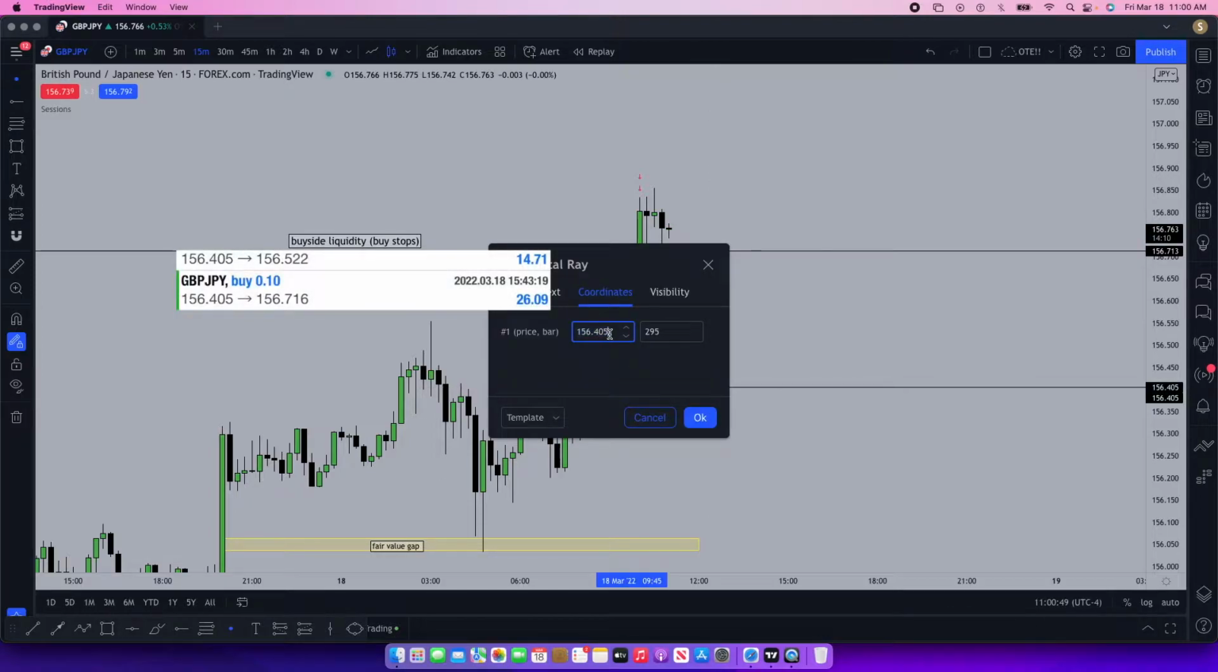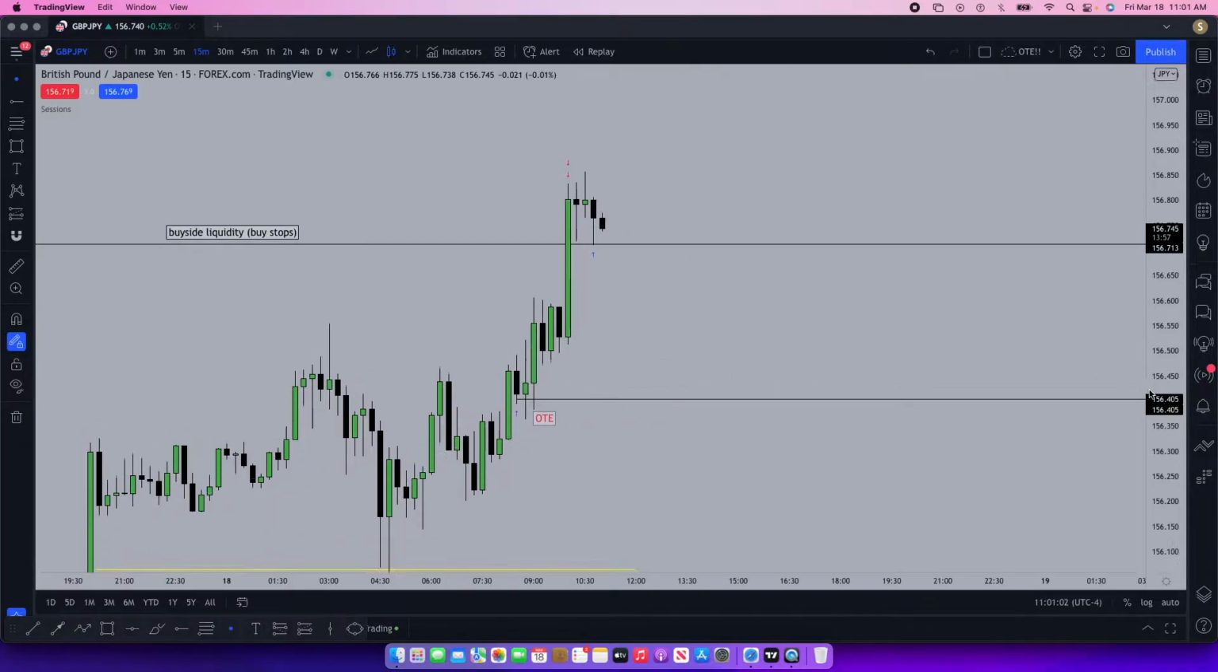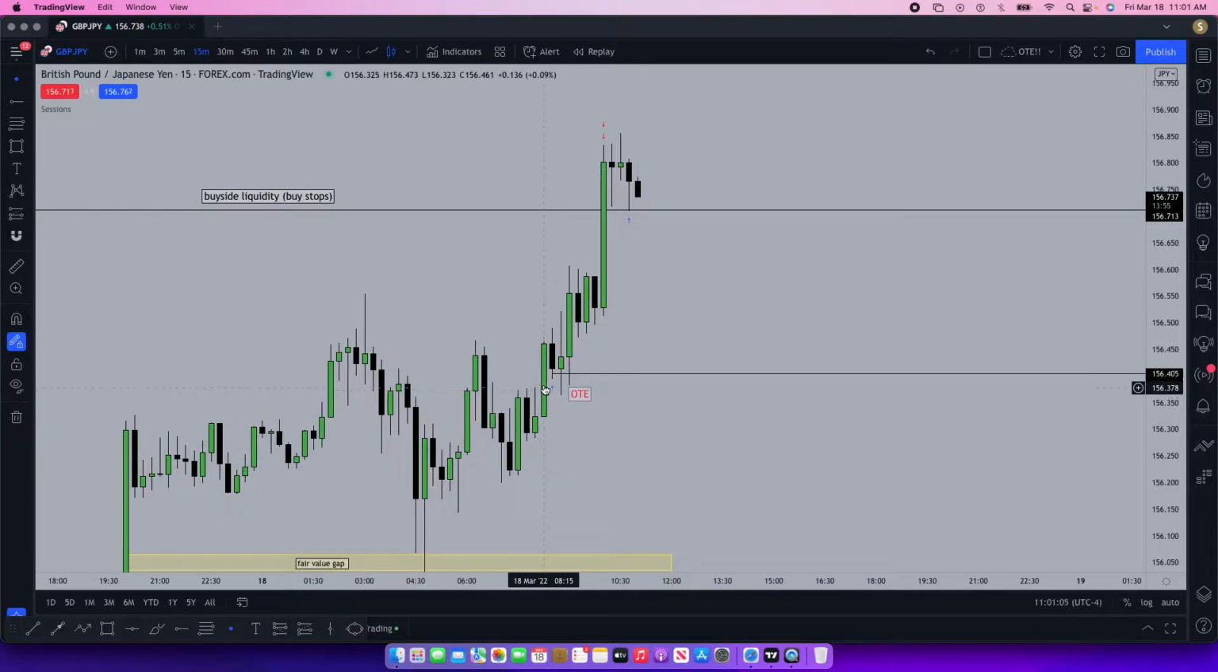Took it at 156.405, as you can see here. I'm going to post a screenshot so you can see transparently that I did get into this trade at this level. So I got in at 156.405, and the reason I took this setup, before we open here during the New York session, which opens around 8 a.m., was this entry off this fair value gap candle, right about here.